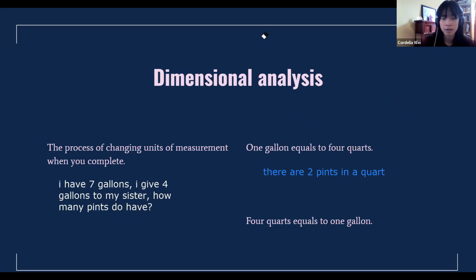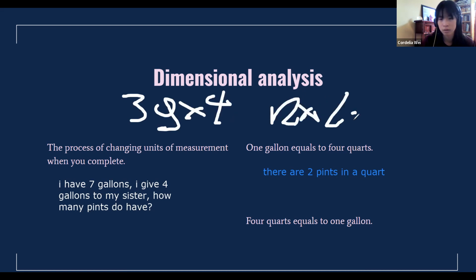Okay, so I don't know the answer as well. So I'm gonna solve it real quick. 7 gallons minus 4 is 3 gallons. 3 gallons times 4 is 12, times 2. Okay, good job, you got it correct. And nice job, because you didn't have any scratch paper.